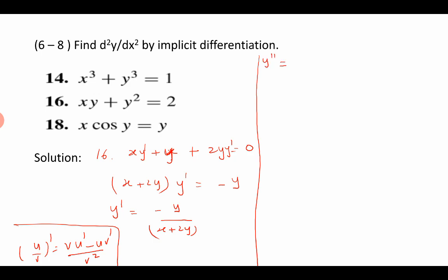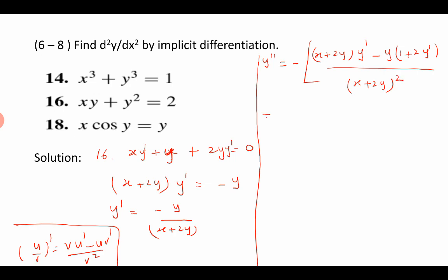There is a negative, keep the negative outside. And now we will use x plus 2y as it is. Differentiate the y, you will get y prime, minus keep y, differentiate x is 1, differentiate 2y to 2y prime, divided by x plus 2y whole square.